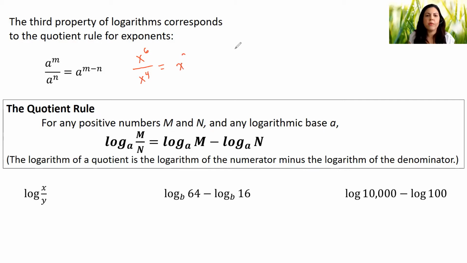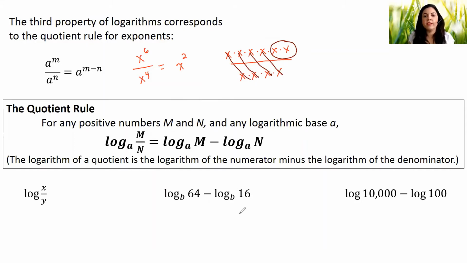The reason that works is because if you think about it, x to the 6th is x times x times x times x times x, 6 times. x to the 4th means I'm multiplying x 4 times. And then you have some common factors that cancel out. So that's why this property works. If you have expressions with exponents that you're dividing, you can simplify them by subtracting those exponents, those powers.